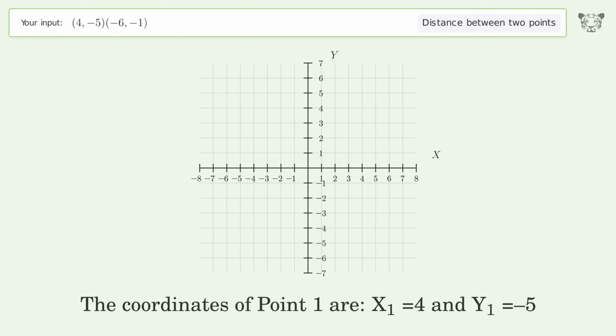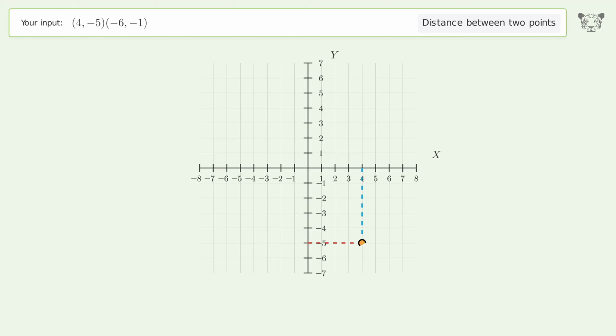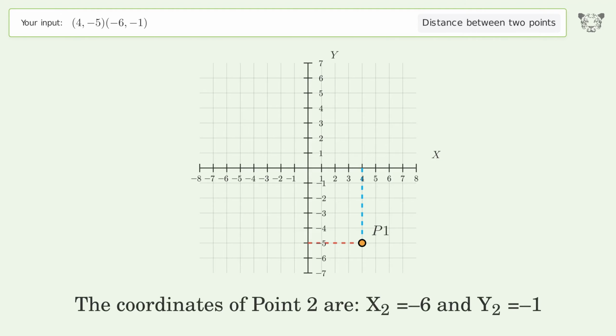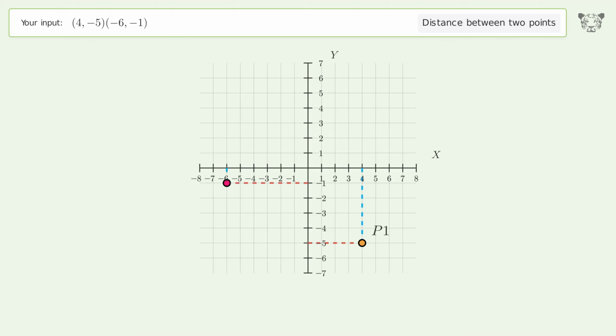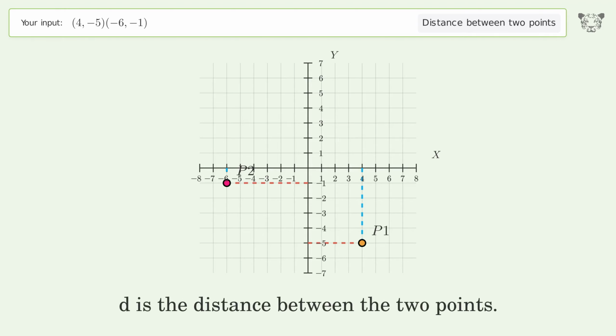The coordinates of point 1 are, x1 equals 4 and y1 equals -5. The coordinates of point 2 are, x2 equals -6 and y2 equals -1. D is the distance between the 2 points.